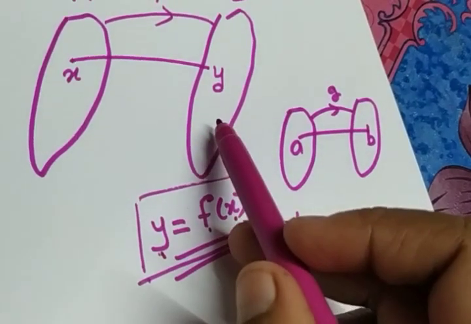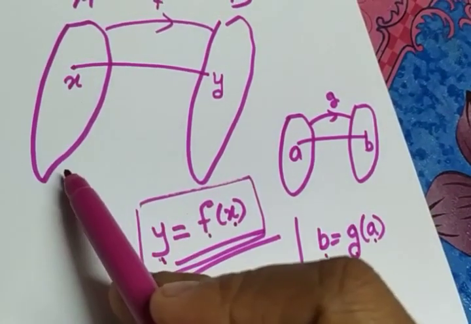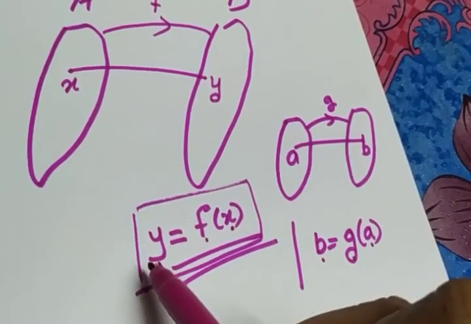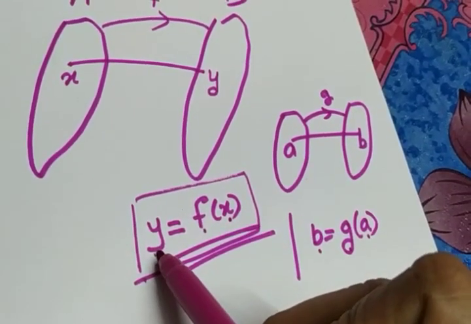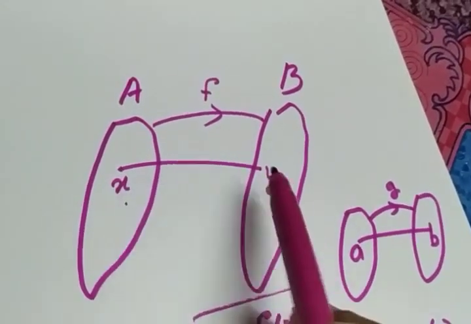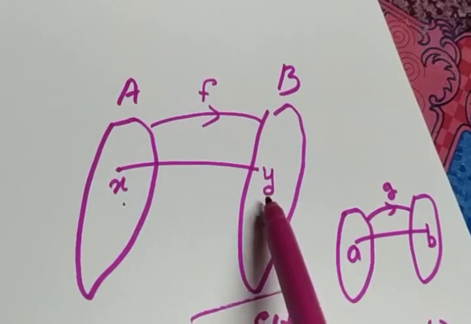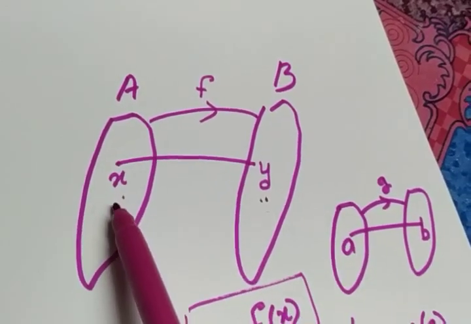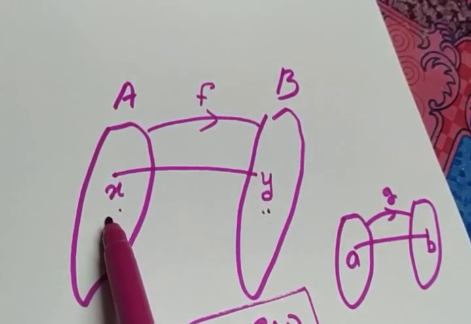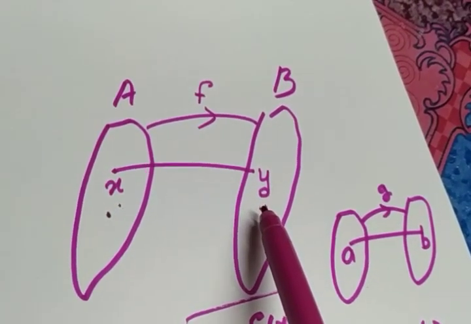It is a common notation for the function. Y will be the element in the second set, X will be the element in the first set, and F of X will be equal to Y. And what is the definition actually? Y is the image of X under F. Otherwise, X is the pre-image of Y. Y is the image of X under the function F. Otherwise, X is the pre-image of Y.